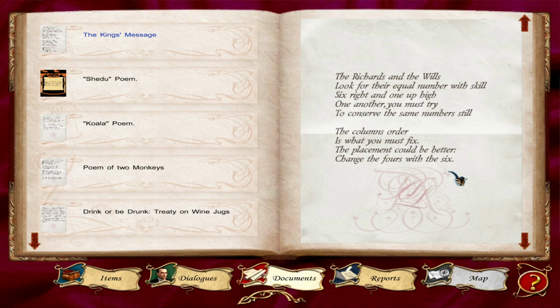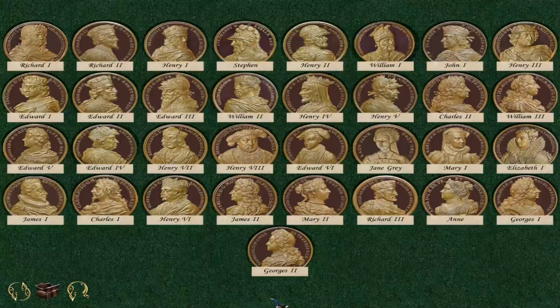The column's order is what you must fix. The placement could be better. Change the 4s with the 6. 4s with the 6. Jeez. Columns. So do I replace this with this? Like, do I replace Stephen with William, William with Henry, Henry with Jane Grey, James with Richard III? Because I think that's what it's saying.